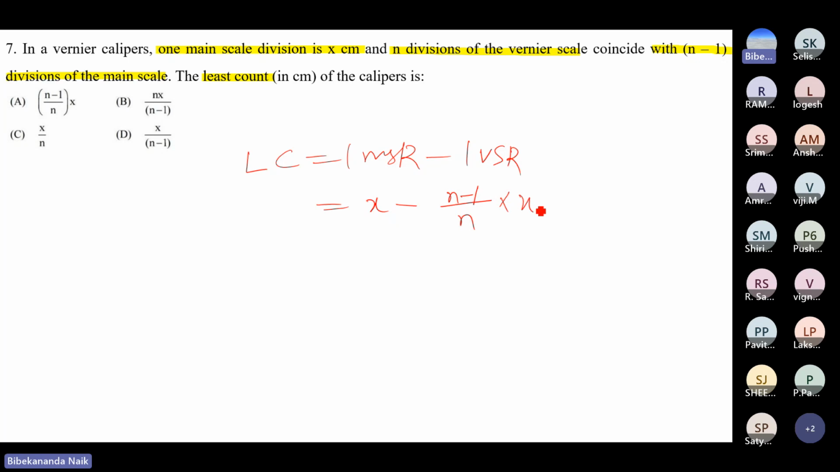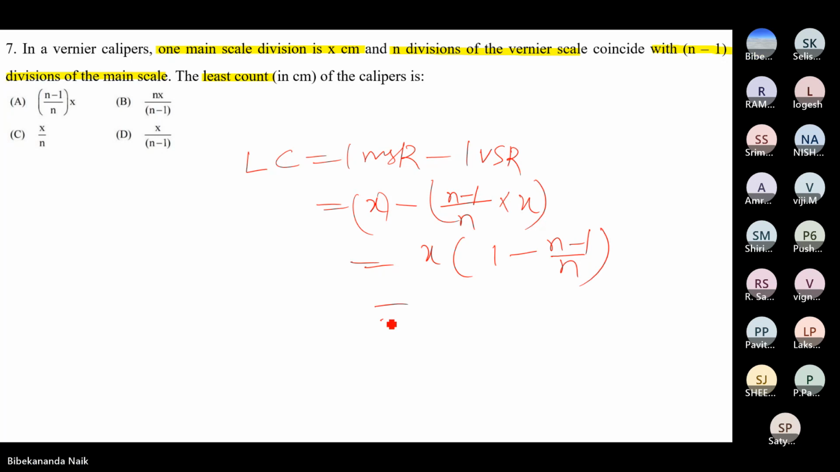And for the main scale, 1 main scale division corresponds to x centimeter. So if you take x common, it will be 1 minus n minus 1 by n. It will be x into n minus n plus 1 by n. It will be x by n.